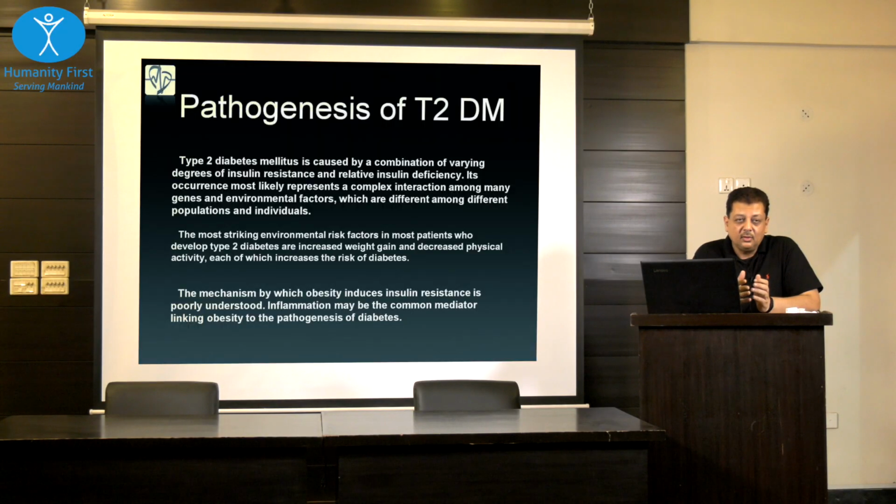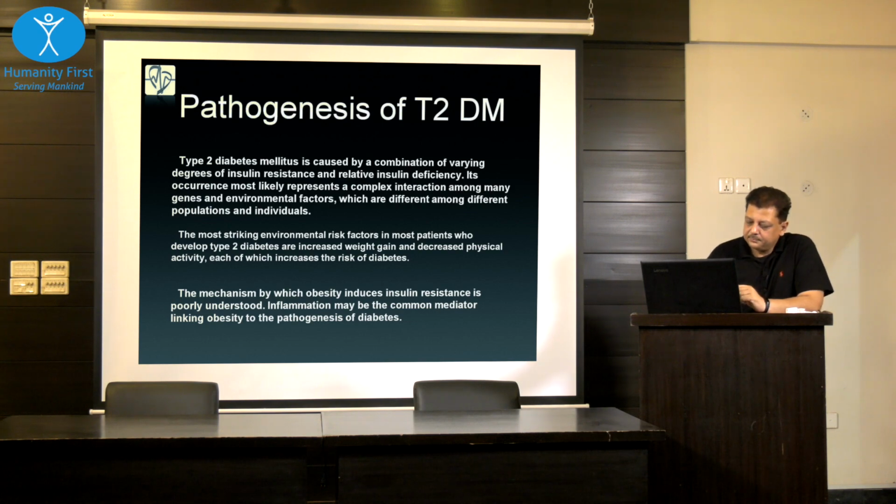If you want to reverse or control your diabetes, you have to follow a certain diet and you have to increase your physical activity. The mechanism by which obesity induces insulin resistance is poorly understood. Some research shows inflammation as a cause or a common mediator which results in obesity and which in turn causes type 2 diabetes.